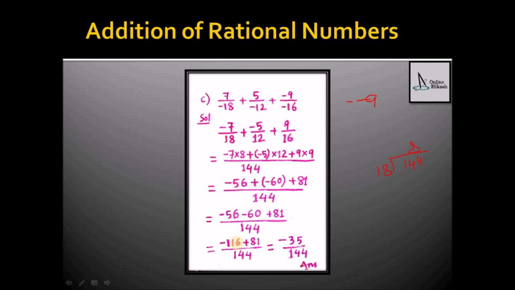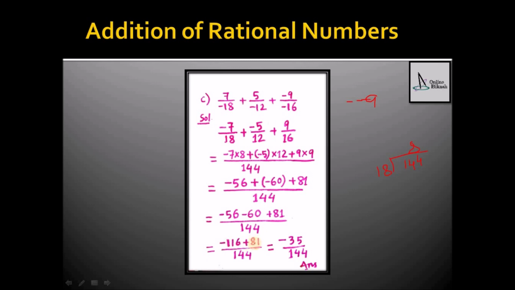Minus 56 and minus 60. What is the sum of 56 and 60? 116. And since they are negative, you place the negative sign in front of 116. And the plus 81, I have already written it here, plus 81.